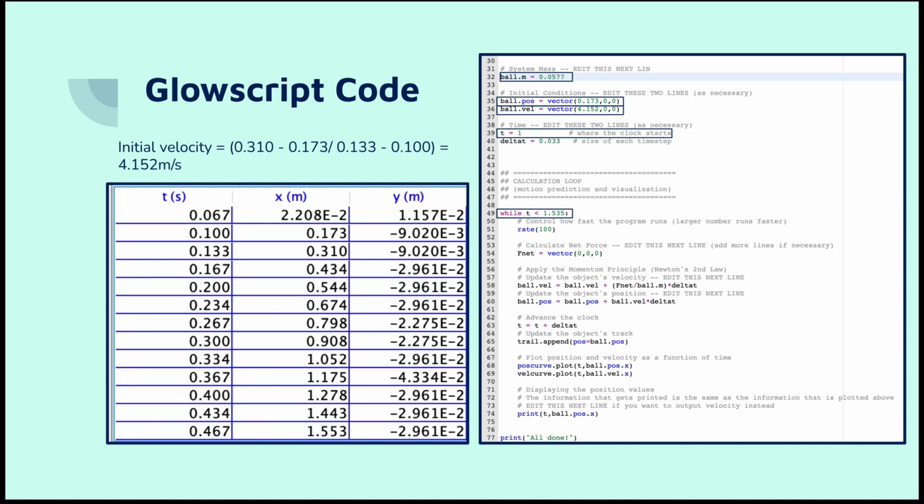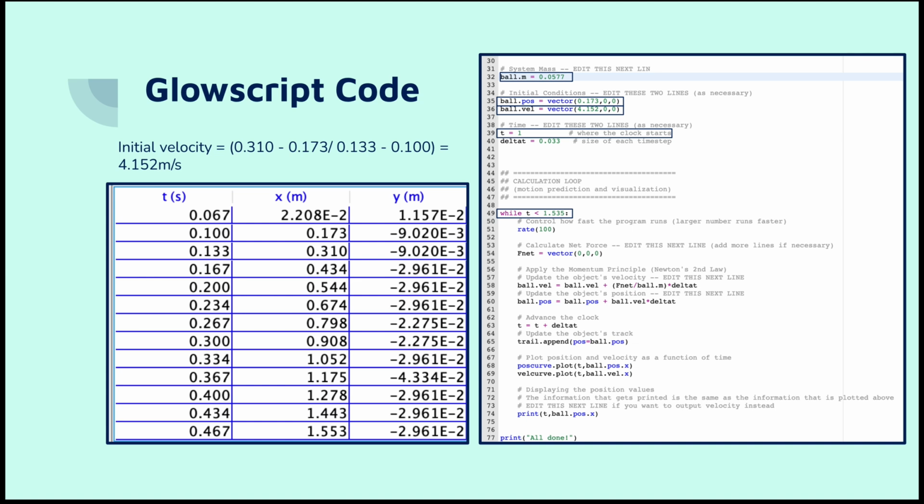To create the computational model showing the ball's velocity over time, I modified the Lab 1 starter code to fit my scenario. The boxed outlines of code that you see on the right show the data that is specific to my video. On line 32, you will find the mass of the tennis ball. On line 35, you will find the ball's initial position taken from the chart on the left that I got from Tracker.